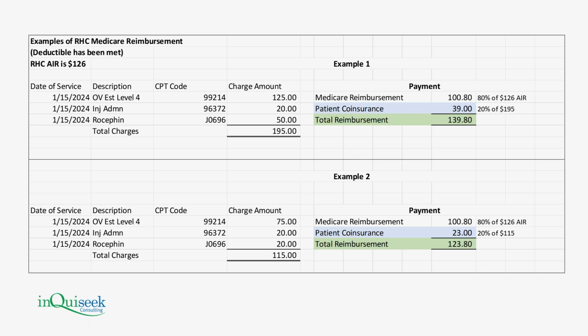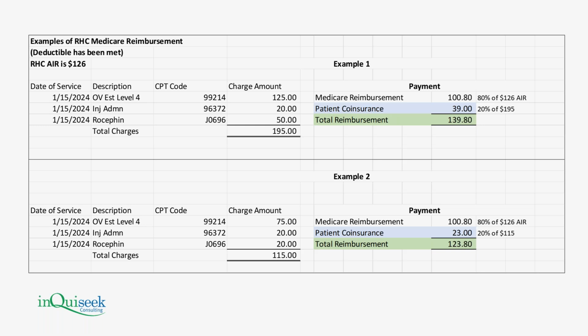In this case, our Medicare reimbursement is going to be 80% of our $126 all-inclusive rate. And then the co-insurance is going to be 20% of the total charges, 20% of 195, or 39. So our reimbursement for this visit is going to be $139.80 if we collect from Medicare and we collect the patient responsibility, either from the patient or from their secondary payer. Our maximum possible reimbursement for this encounter is $139.